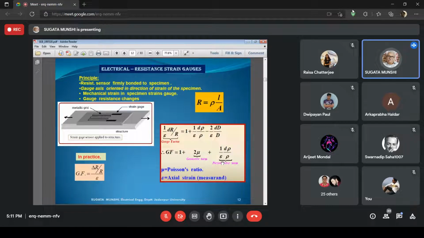There is another term which is 1 by epsilon times d rho by rho. This is called the piezoresistive term. And dR by R by epsilon is called the gauge factor. Gauge factor is actually a measure of the sensitivity of the gauge. The higher the value of the gauge factor, the more sensitive the gauge will be. In practice, obviously, you cannot have infinitesimally small change in resistance. There will be some small but finite change. So gauge factor in practice will be delta R by R by epsilon.